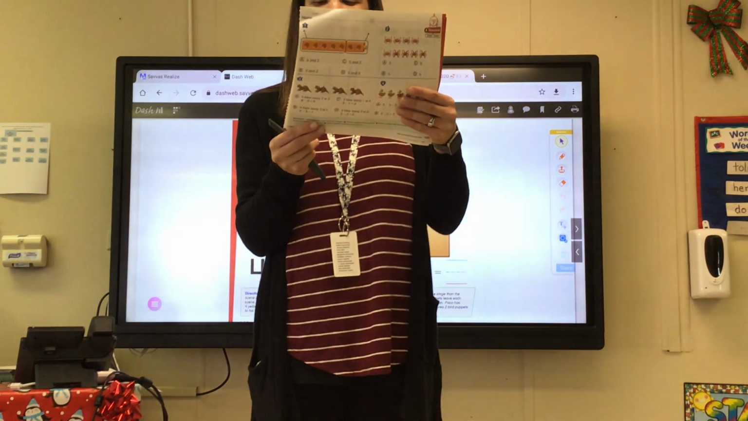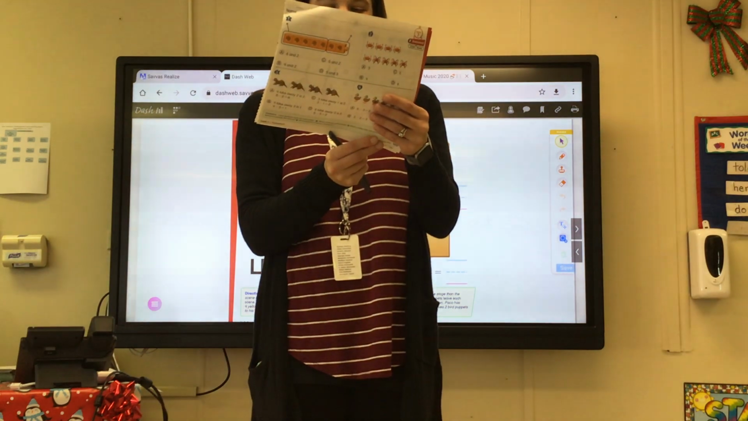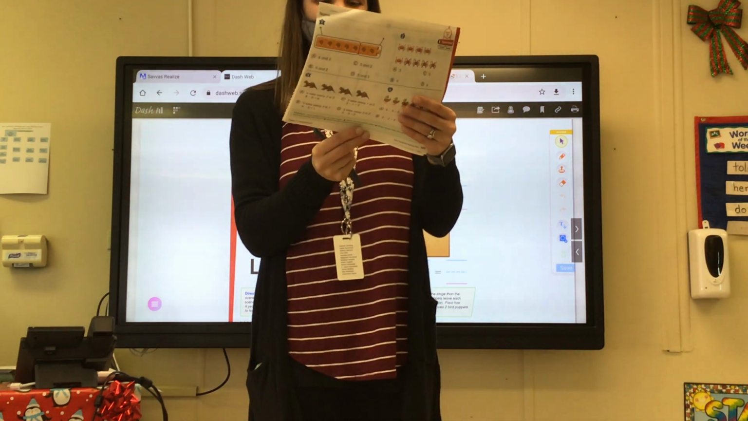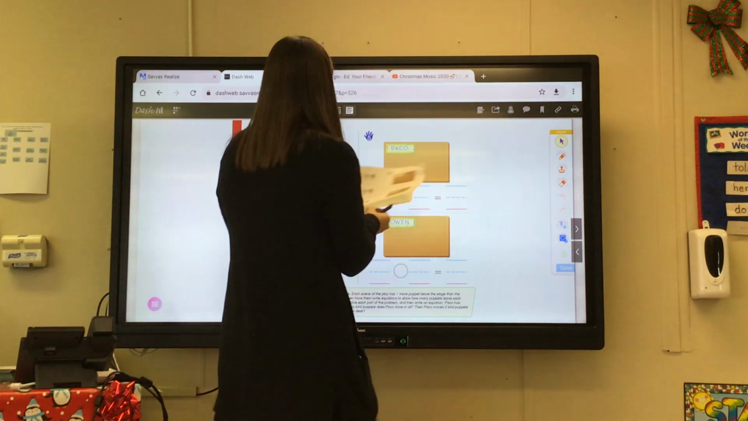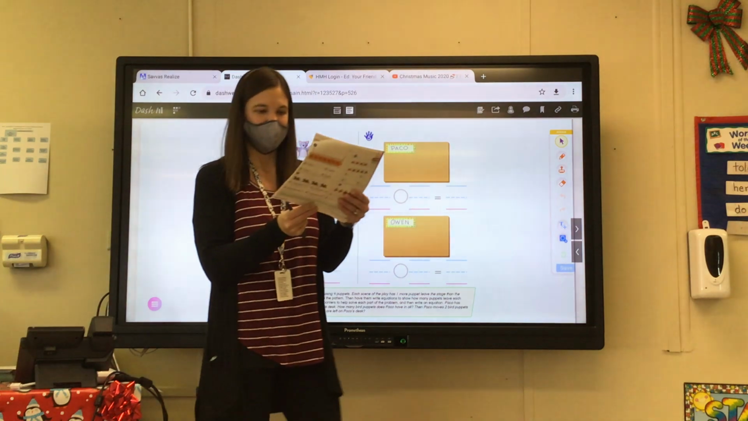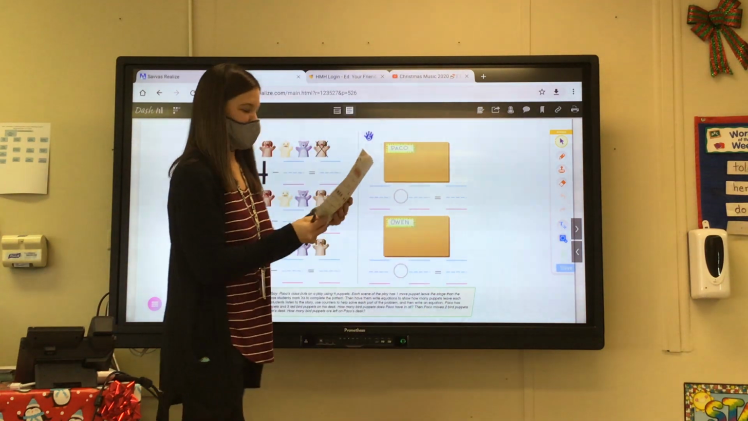Paco moves 2 bird puppets to his friend Owen's desk. How many bird puppets are left on Paco's desk? So now he moves. Yeah, this is hard, I know.